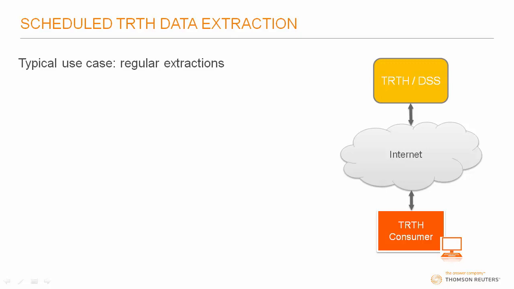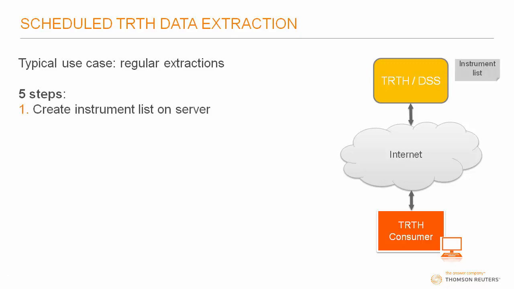Scheduled extractions are typically used for data requests that are performed regularly. An example could be daily corporate actions data requests, or end-of-day data. A scheduled extraction requires 5 steps. First, we create and populate an instrument list, which is saved on the Data Scope Select server. The list can be created, populated, and modified manually using the graphical user interface. It is also possible to import a CSV file directly using the graphical user interface. The list can also be created, populated, and modified using the API.